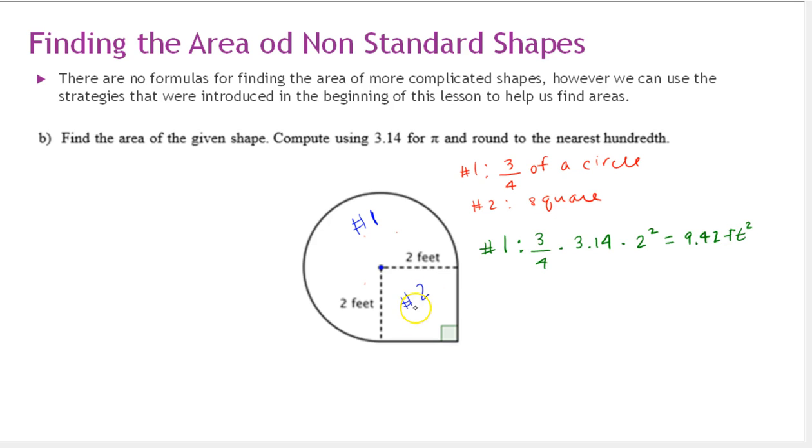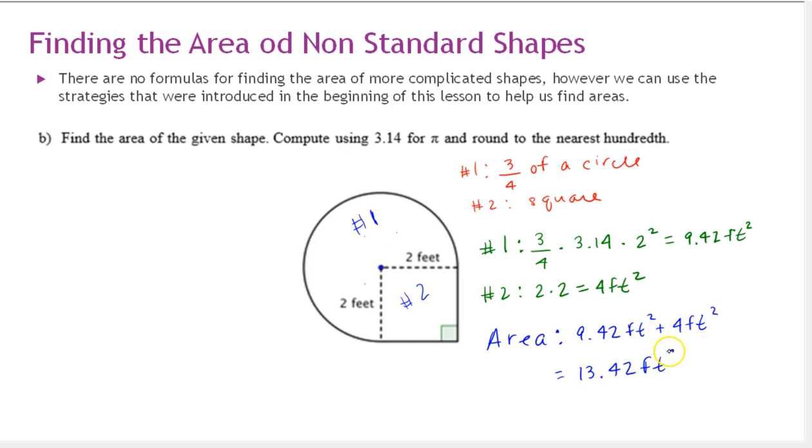Now we'll find the area of this square portion. Just like a rectangle, the area of a square is length times width. The length and the width just happen to be equal for a square. So we want to multiply 2 feet by 2 feet, and that will give us 4 square feet. Now to find our final area, we sum up these pieces. We have 9.42 feet squared plus 4 feet squared. Adding these up, we get 13.42 feet squared.